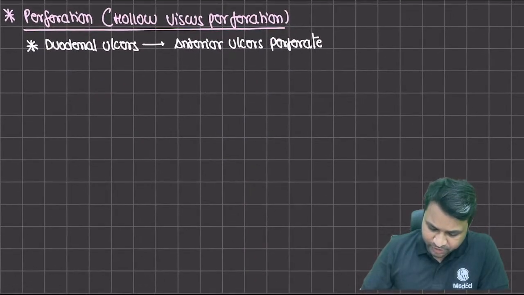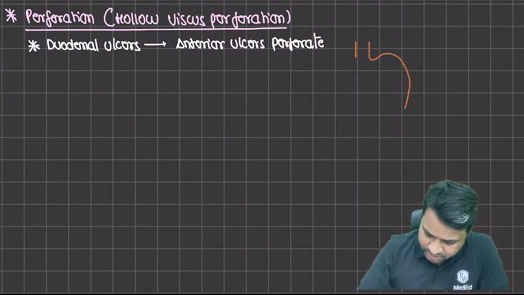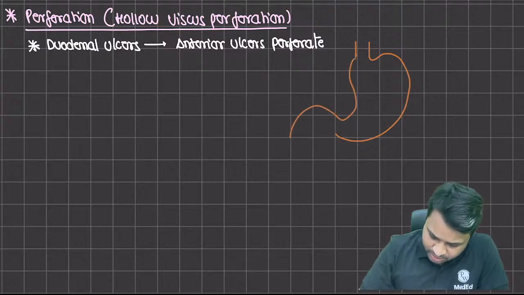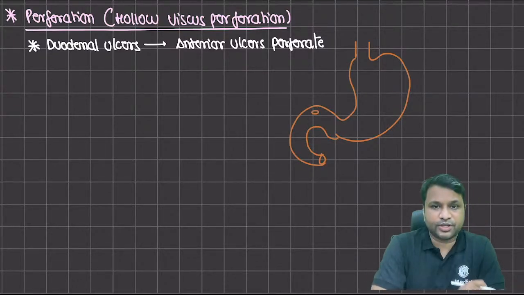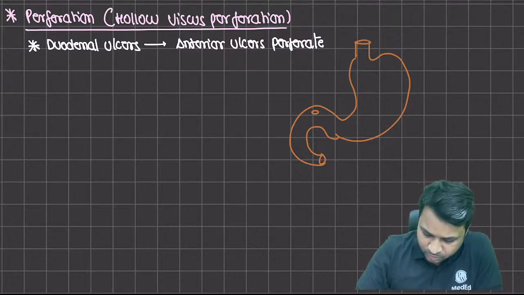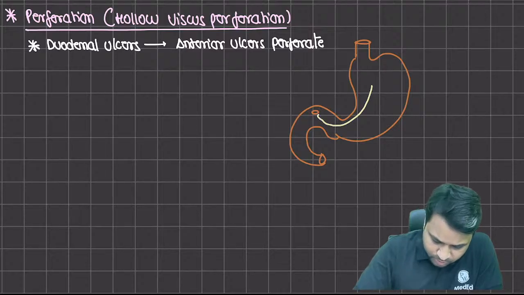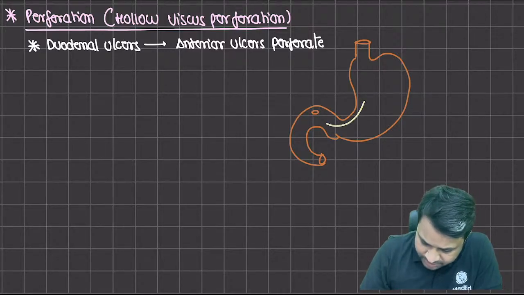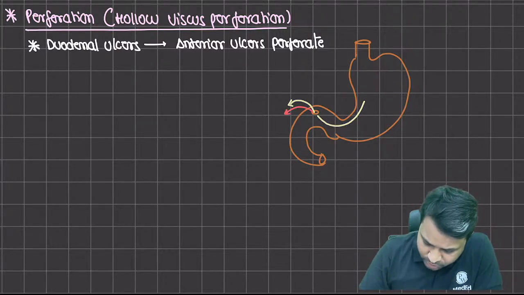Now, if they perforate, what is going to happen? If you take this as a representation of the esophagus, this happens to be the stomach, and let's say this is the duodenum. I'm saying this is where the perforation is going to occur, in the first part of the duodenum. When the perforation happens, what contents are going to come out? One, the food particles present inside the stomach and the duodenum are going to spill out, right? Apart from that, some amount of blood is going to spill out.